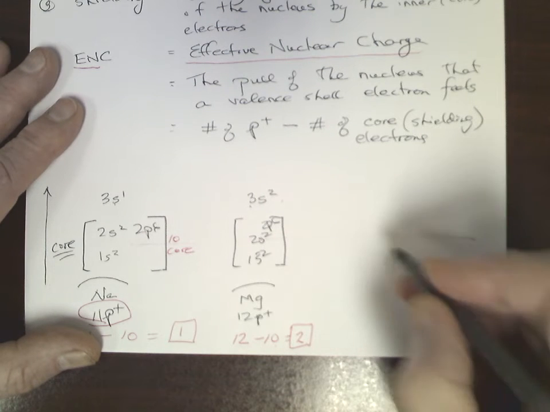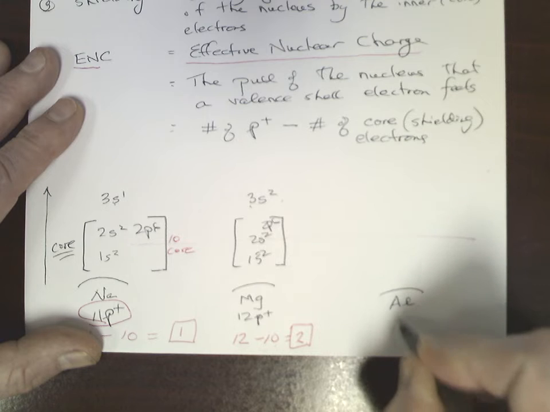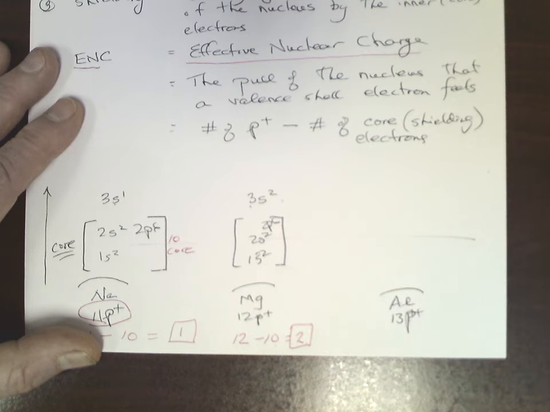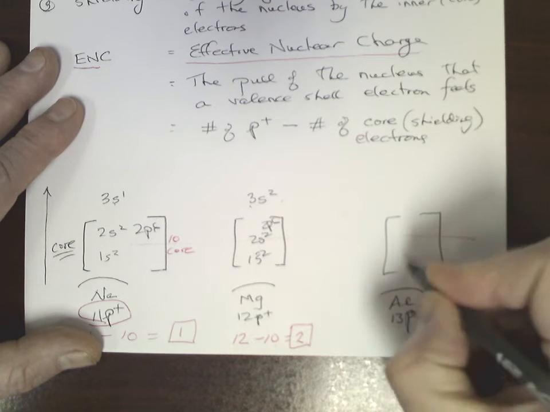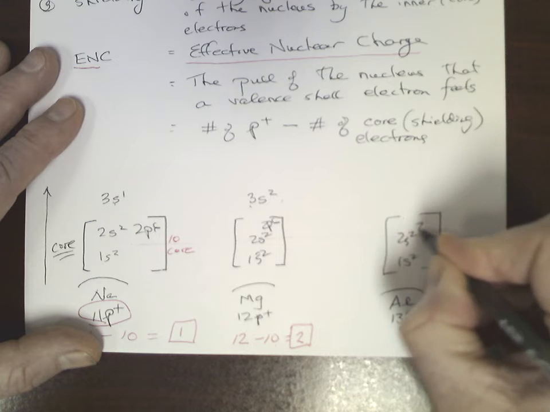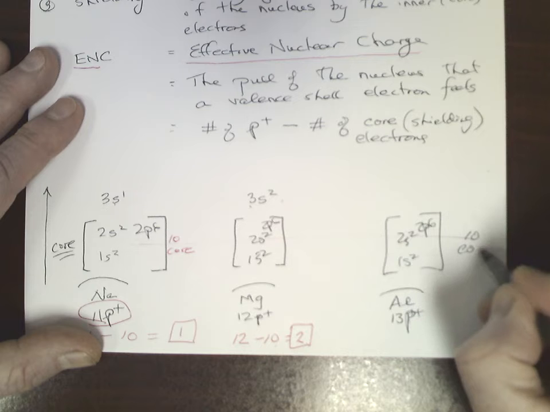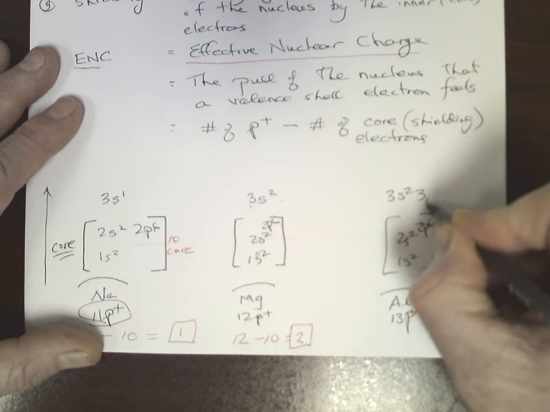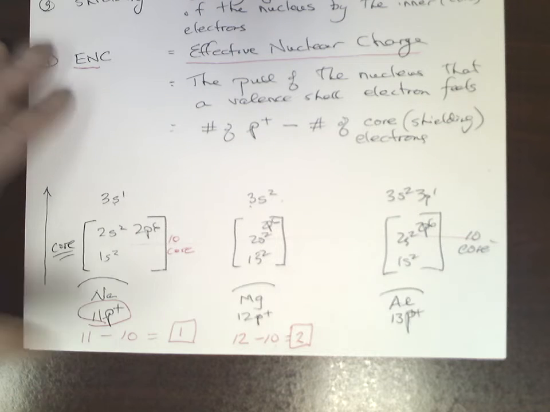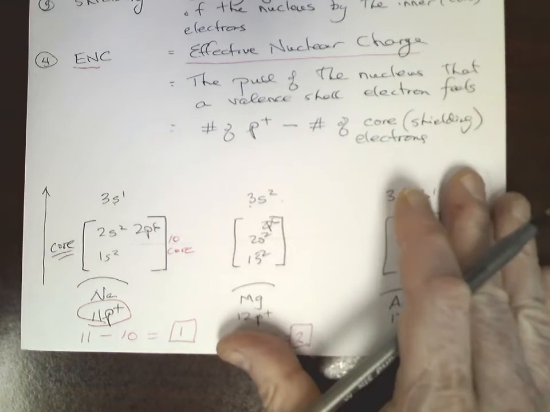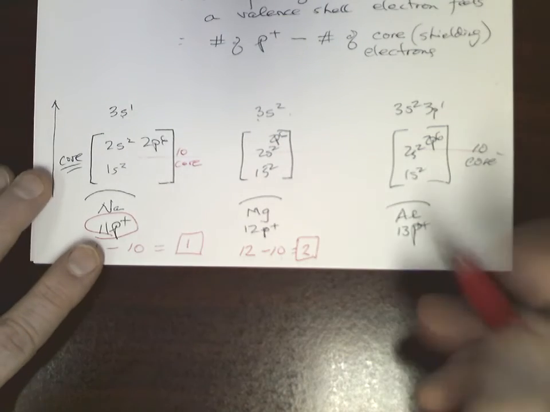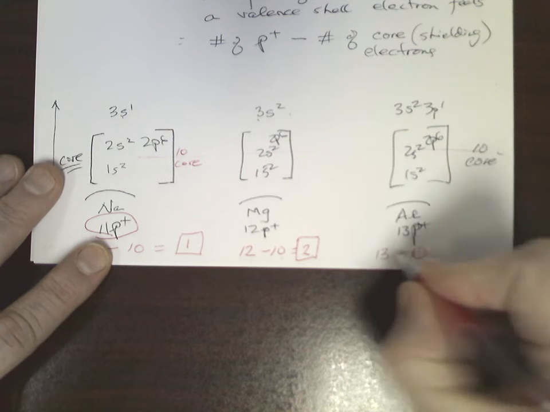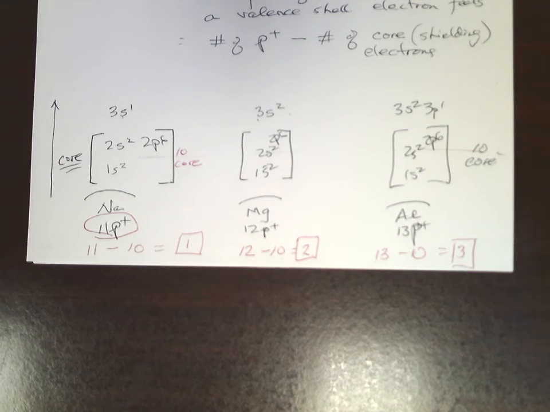We can do one more. Aluminium, if you wish. It's element number 13, so it has 13 protons. Its core electrons are the same, 1s2, 2s2, 2p6. It still has 10 core electrons. It adds another electron to the valence shell, 3s2, 3p1, but the core electrons are the same. So how would we calculate effective nuclear charge for this guy? 13 is the number of protons. The core electrons are 10. We subtract those and we get 3.